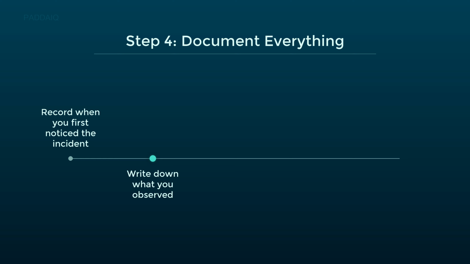Write down what you observed. This means recording your actual findings during development or testing, not what you expected. For example, if a workflow fails, note the exact error message and step where it stopped. This creates a reliable record for troubleshooting and future reference.